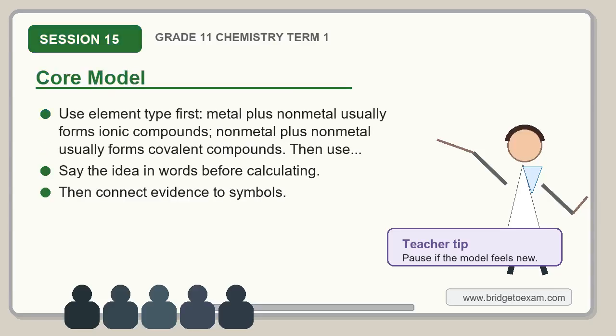The core model is this. Use element type first. Metal plus nonmetal usually forms ionic compounds. Nonmetal plus nonmetal usually forms covalent compounds. Then use electronegativity to refine the prediction. Do not rush to an answer. Build the model first. Then, let the model guide the calculation or explanation.